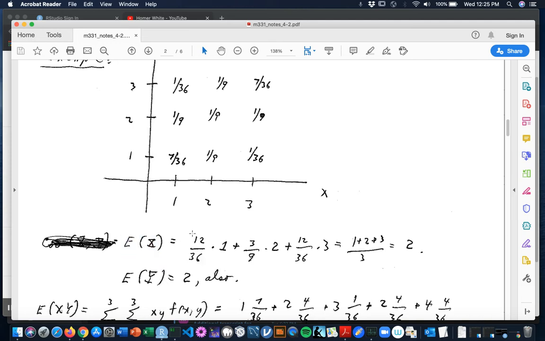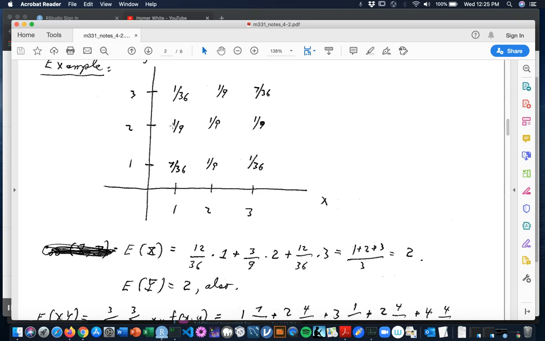So for example, how about the expected value of x? Well, it would be the probability that x is 1 times the 1 plus some other stuff. What's the chance that x is 1? We'd have to add up the f of x, y's that go with x is 1. Let's turn it all into 36s: 7 over 36, 4 over 36, 1 over 36. 7, 4, and 1 is 12. Okay, 12 over 36 times 1.